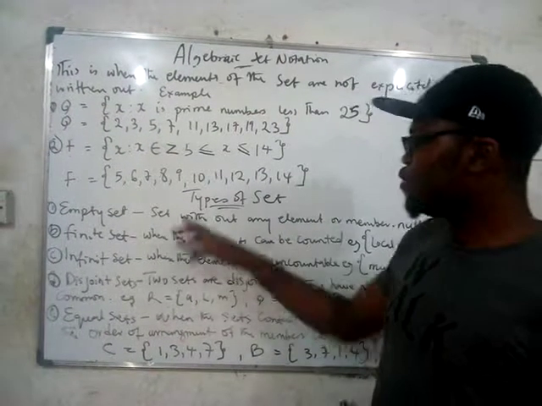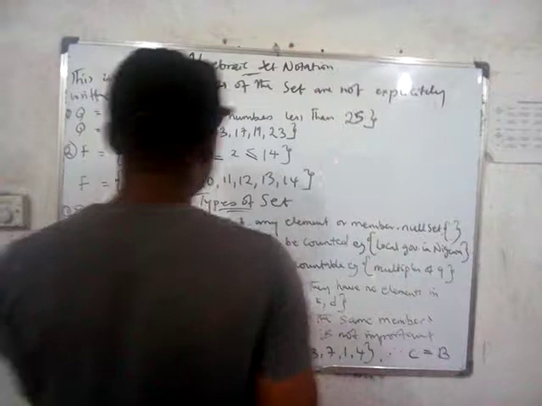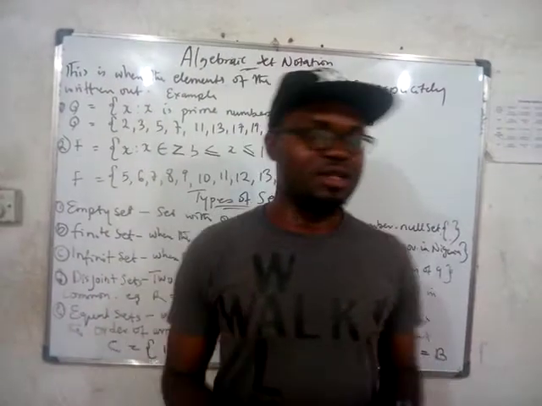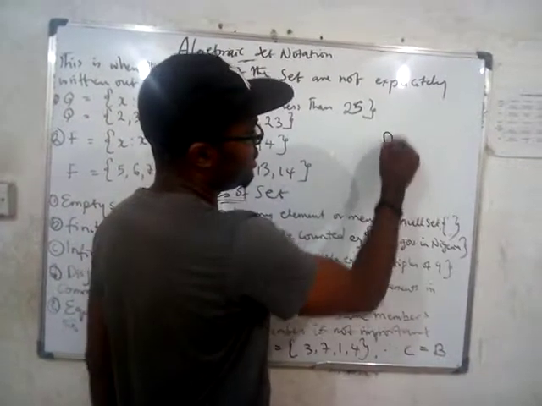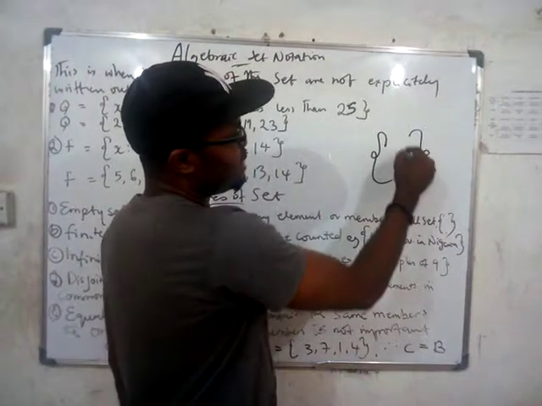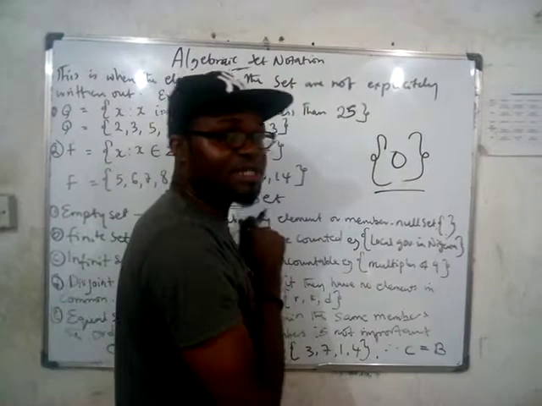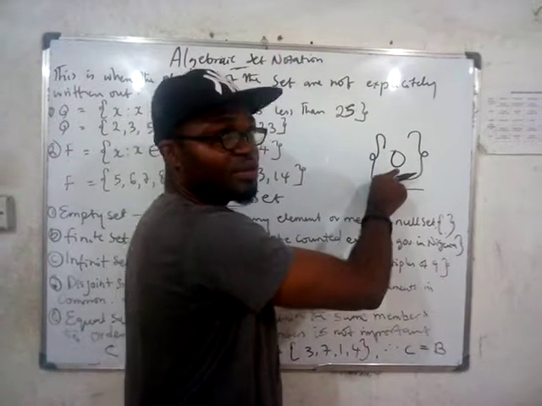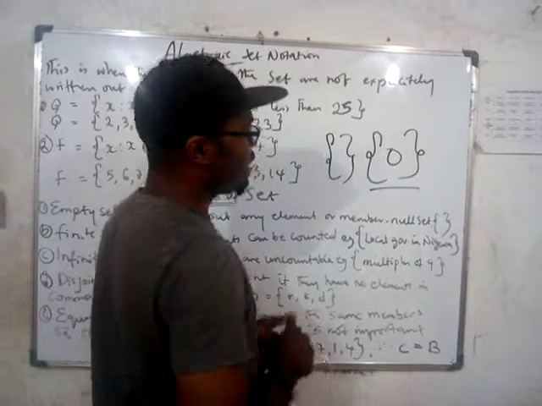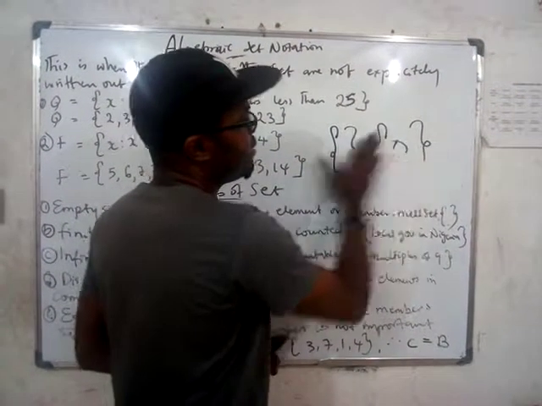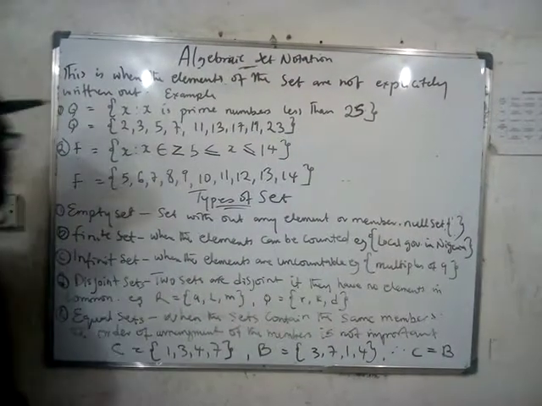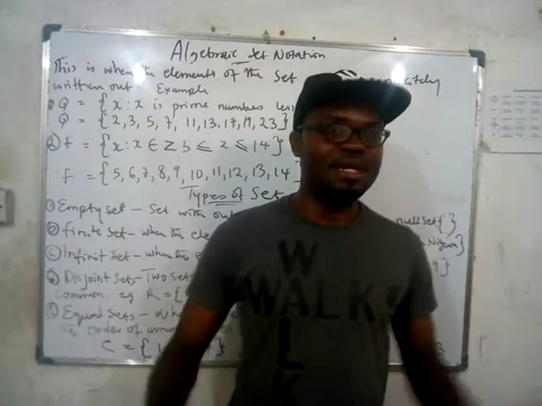Is that clear? Now we look at the types of sets. An empty set is a set without any element. An empty set is a what? Any set that does not have any element. This is how you say this is an empty set. What's the difference between this set and this set? This other set is not an empty set because it has the element 0. This is what we call an empty set, a set without anything. Another word for empty set is what? Null set.